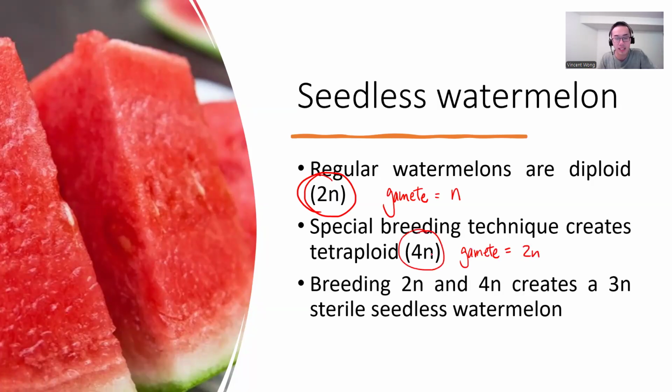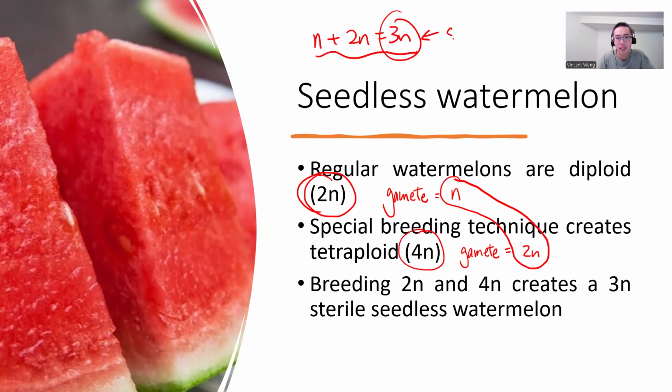We basically divide this number by 2, right? And so if these things come together and fertilize the egg, N plus 2N gives us 3N. So this 3N here is the seedless watermelon. It turns out if something has an odd number of sets of chromosomes, then it is incapable of reproducing sexually. They are sterile, they cannot produce seed.